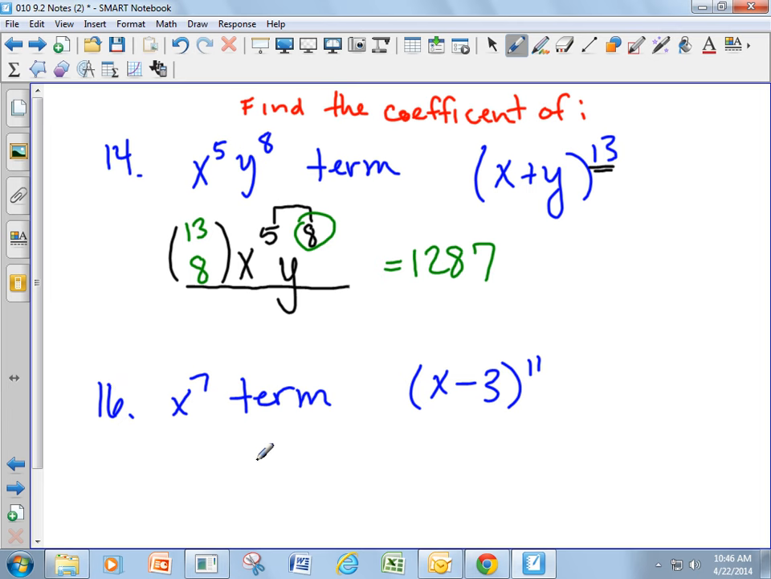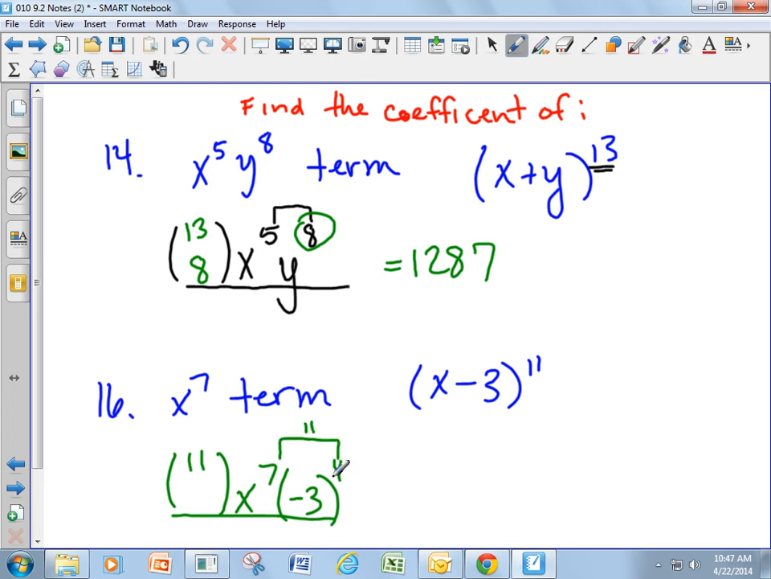For number 16, we know that we want to be on the x to the 7th term. So our a is going to be being raised to the 7th. I'm going to have a combination out front of 11 combination with something. Now my b term, I have a -3. Now you have to realize if you are on x to the 7th, your b should be being raised to the 4th, because again these two have to add to equal 11.